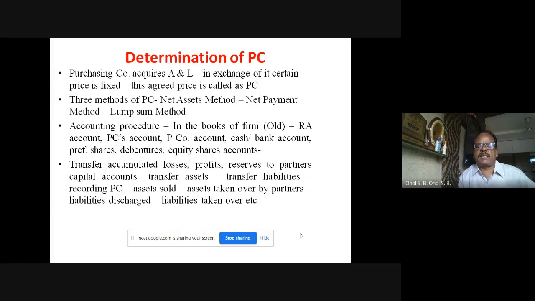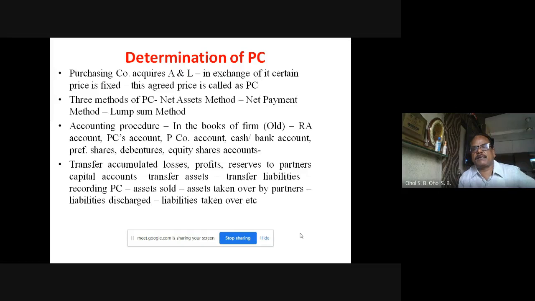So in the amalgamation of partnership firm, we discussed what are the methods of calculation of PC. So 3 methods of calculation of PC we have discussed in the amalgamation of partnership firm. The same methods are there in the conversion of partnership firm into limited company. So the first method is net asset method.